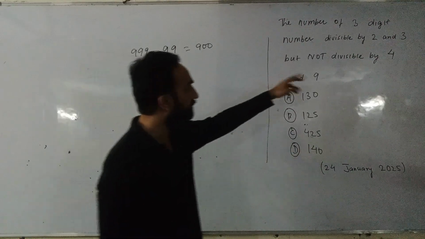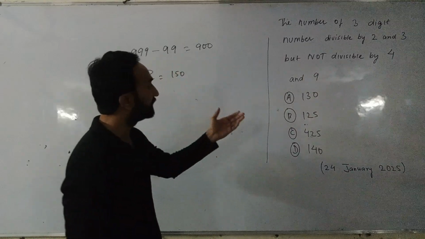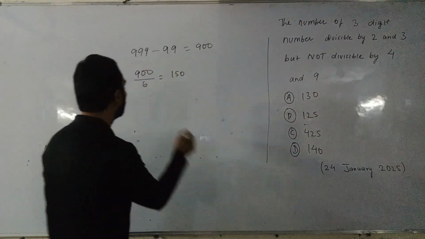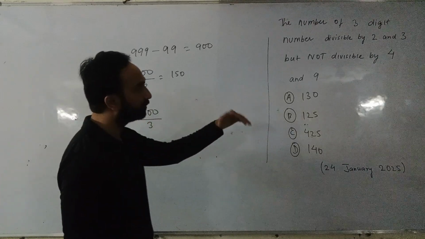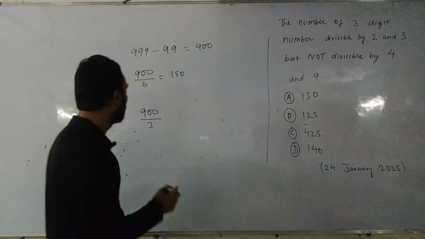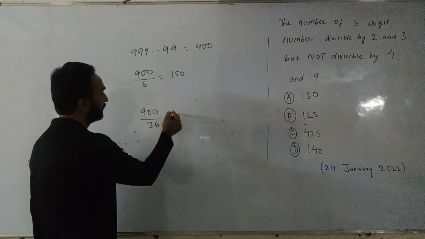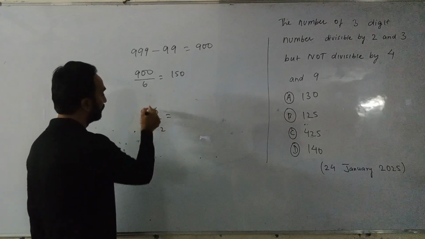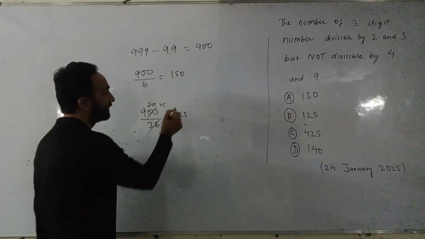And since the number should not be divisible by 4 and 9, first of all find how many numbers are divisible by 4 and 9. Since the numbers are divisible by 4 and 9, they should always be divisible by 36. So I will find it by dividing 900 by 36, and that will come to 25, correct? So this will be 25.